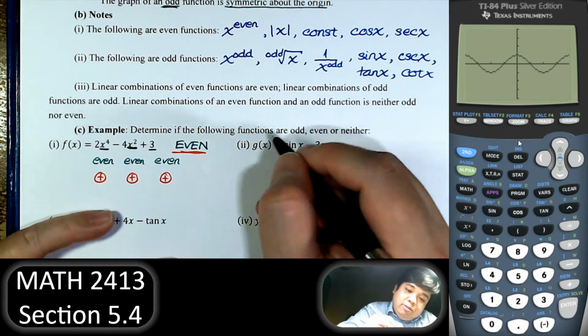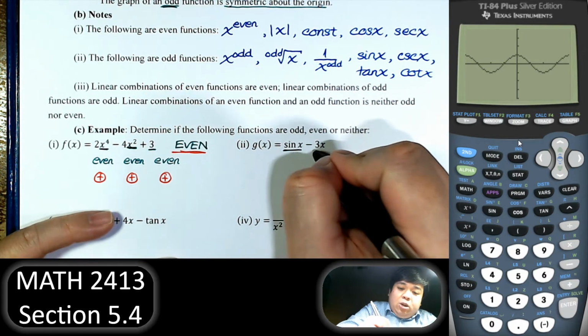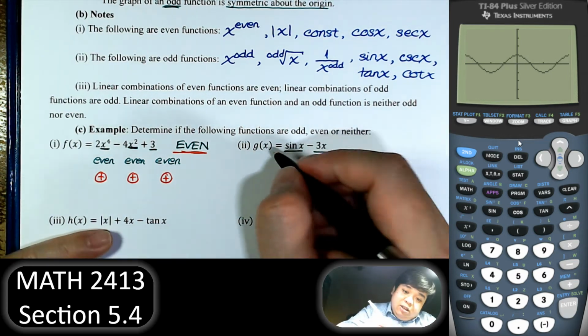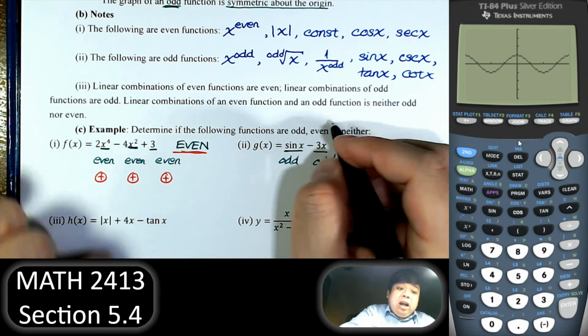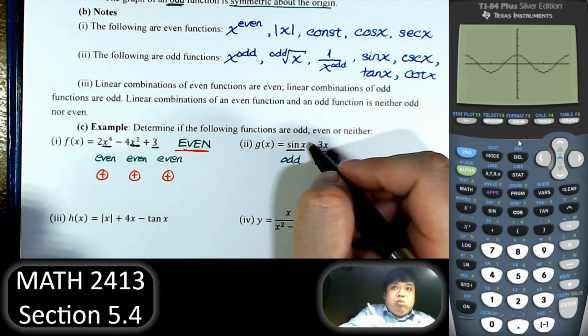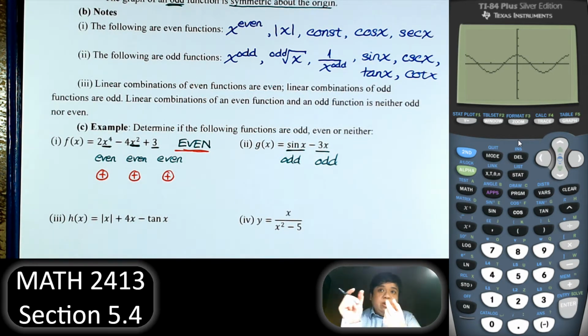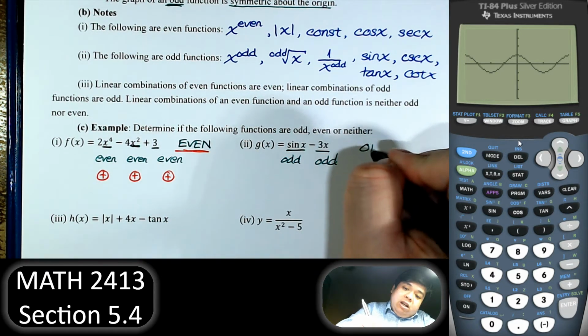Next example: sine is odd. 3x, x to the first power, is odd. So we have an odd combined with an odd. By combine, I mean plus or minus. It's not multiply or divide. It's just like when we take derivatives or integrals: for an integral, we can take individual terms and then combine them. So by combine I mean just plus or minus. So odd and odd combined together is odd.